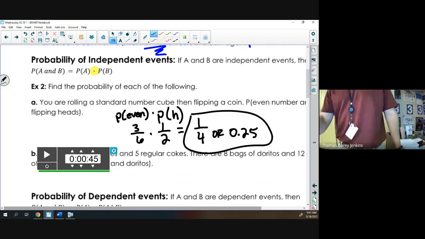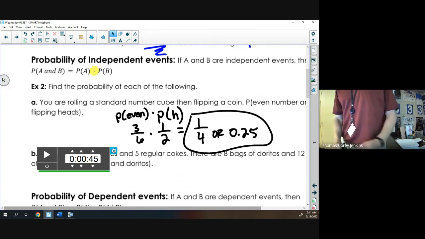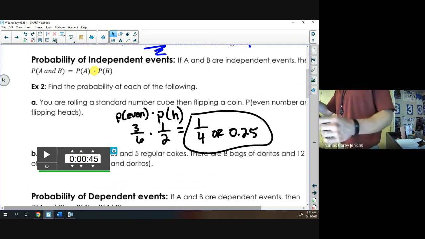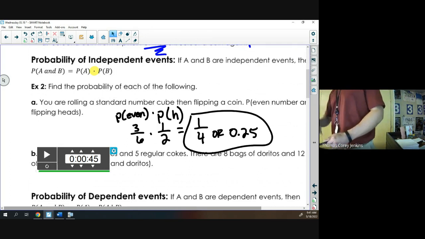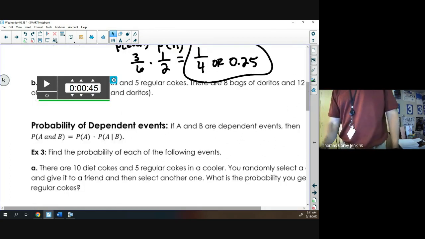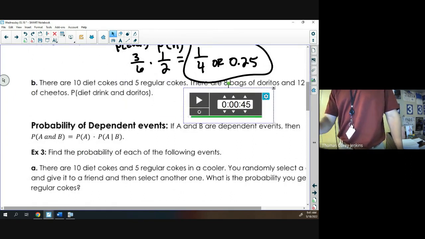Okay. So again, even though they're both 50-50, the probability of two 50-50 things happening in a row gets cut in half, right? It's 1 out of 4 instead of 2 out of 4. All right, so you look at the next one and see what you can come up with.